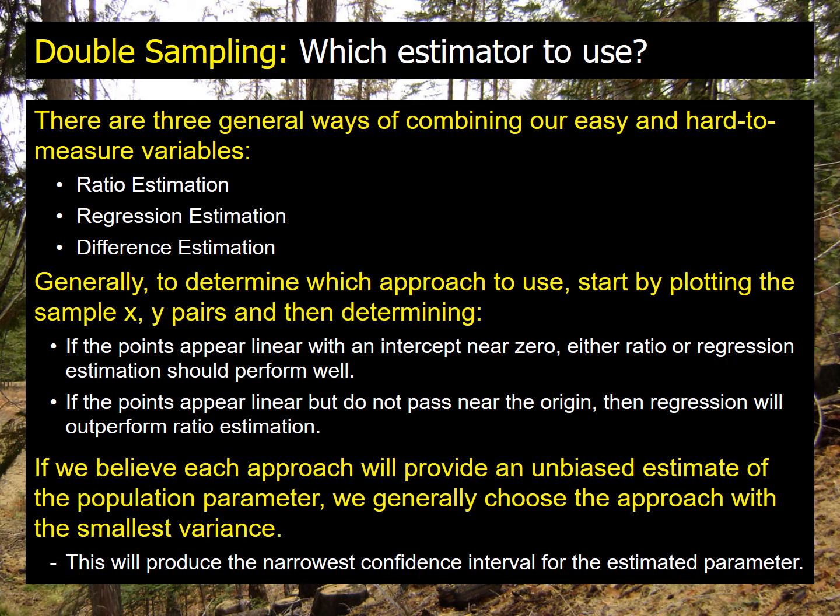If it appears more than one technique can be used, we should pick the technique that yields the smallest variance for the Y population parameter. This means we need to actually perform the calculations for each technique and compare the results to see which will give us the narrowest confidence interval.